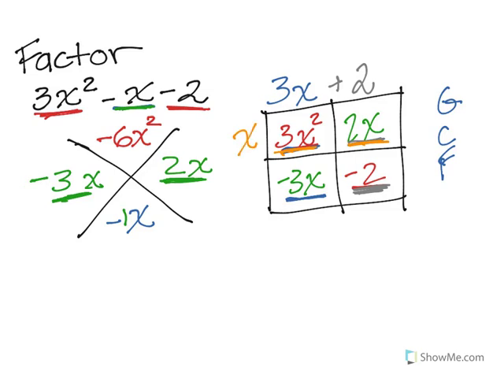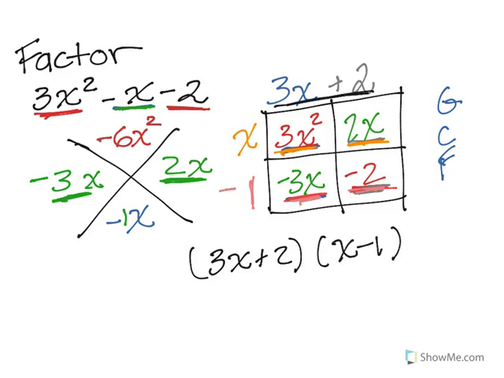What about the last one? What do these two have in common? They have a negative 1. Okay? So let me write this as a product. So I am going to write 3x plus 2. So I got this from here, times x minus 1, which is this right here. And this would be my product.